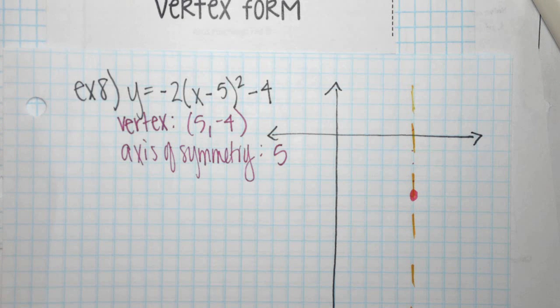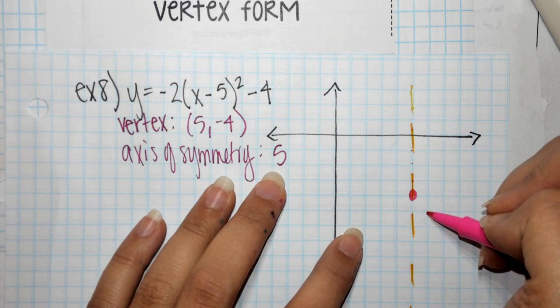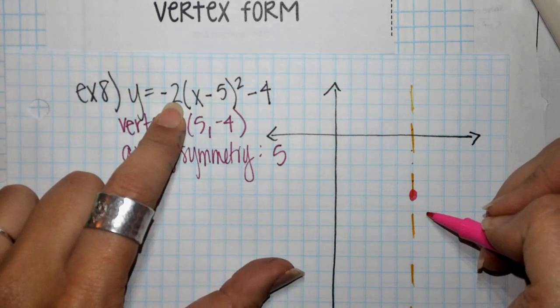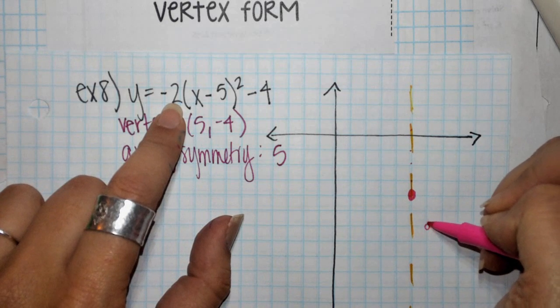Alright, now let me check them. Now, from here, normally we would go down 1, right 1, correct? Yes. Except you have this -2. So instead of going down 1, you go down 2, right 1.